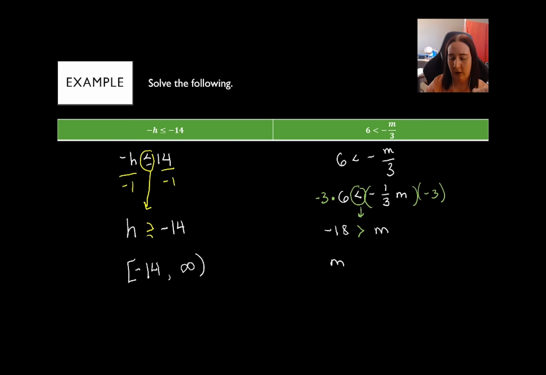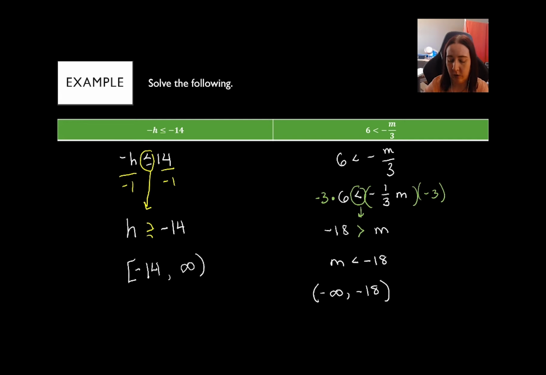Then we're flip-flopping, so that becomes m less than negative 18, which in this case now we're smaller than negative 18, so we're going down to negative infinity, and then we are shading everything up through negative 18, and then you are not including negative 18 because of the less than.